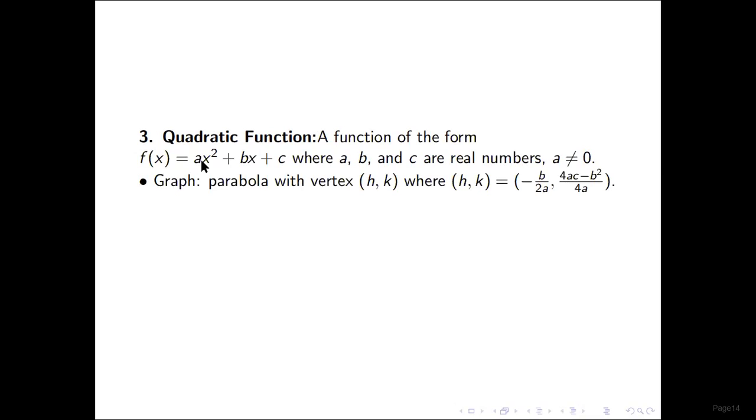What's the graph? You know it already from secondary school. Parabola, of course, but since it's a parabola, it has a highest or a lowest point, and we call that the vertex. And without deriving the vertex formula, we have the vertex (h, k) at the coordinates negative b over 2a, and 4ac minus b squared over 4a. Now, it's better if you have that memorized.